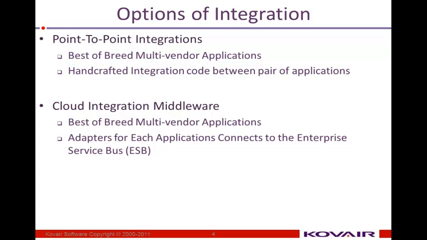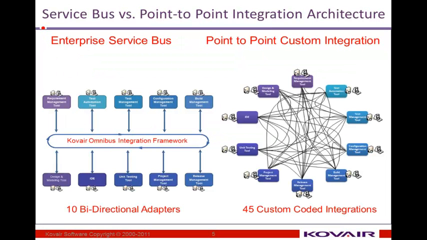So using an Enterprise Service Bus, you can actually integrate best-of-the-breed multi-vendor applications, almost any applications. But unlike point-to-point integration, you need an adapter for each of these different applications connected to a central Enterprise Service Bus or hub. And by doing that, you reduce the complexity considerably. That is shown here diagrammatically.